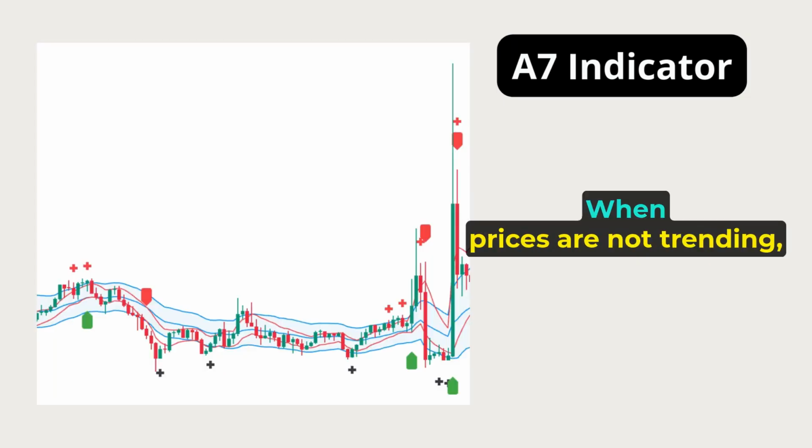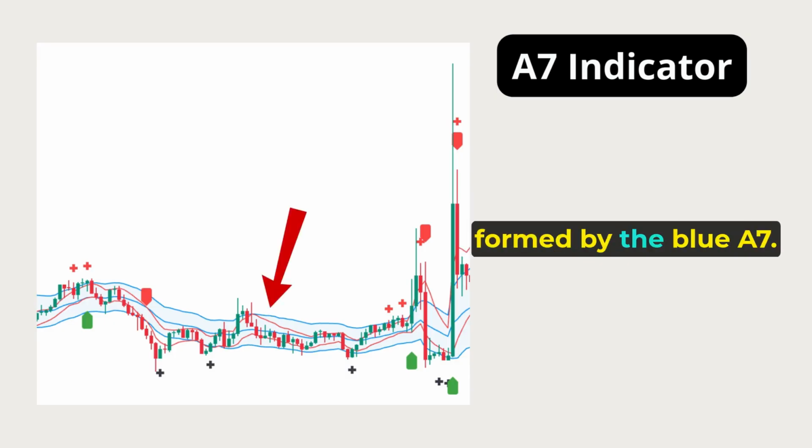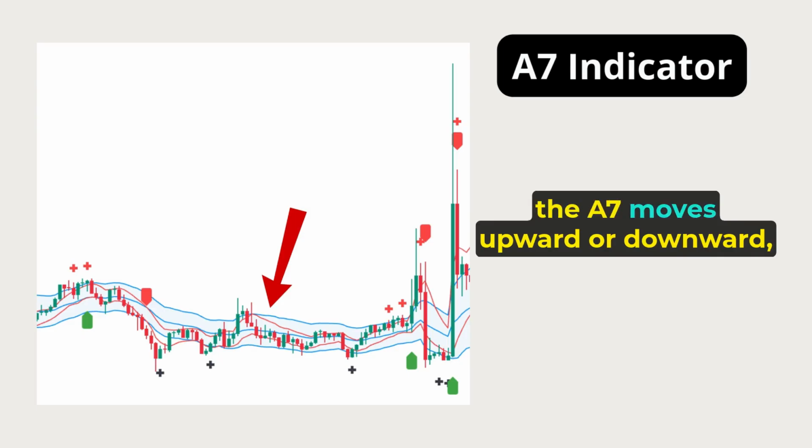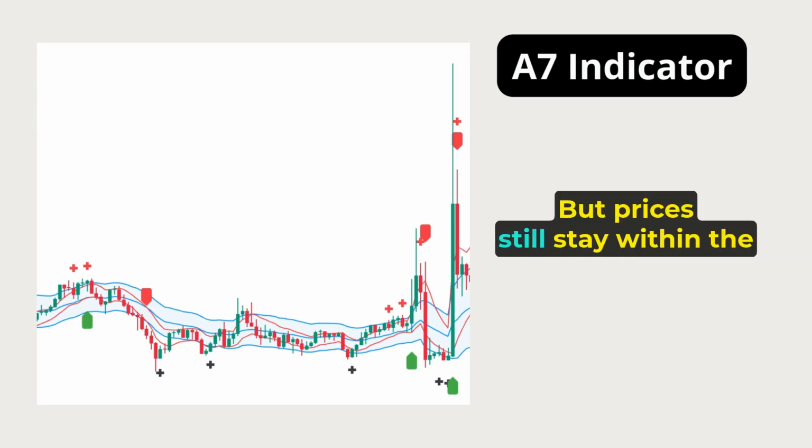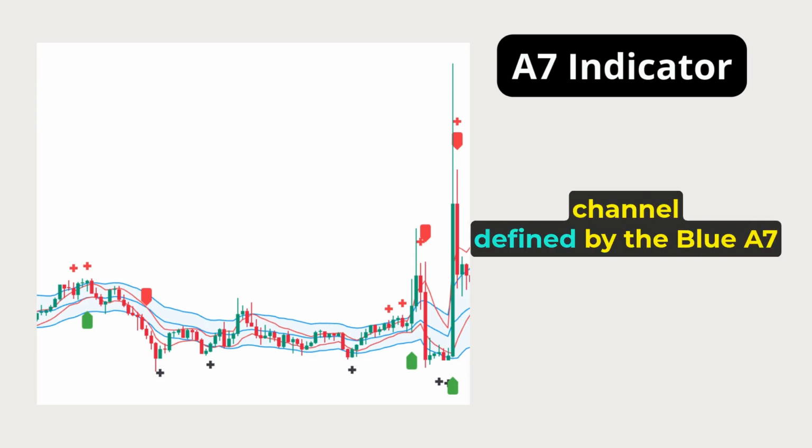When prices are not trending, they remain within a channel formed by the blue A7. In weaker trends, the A7 moves upward or downward depending on the direction of the trend, but prices still stay within the channel defined by the blue A7.